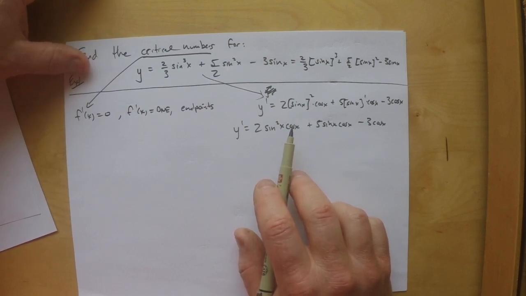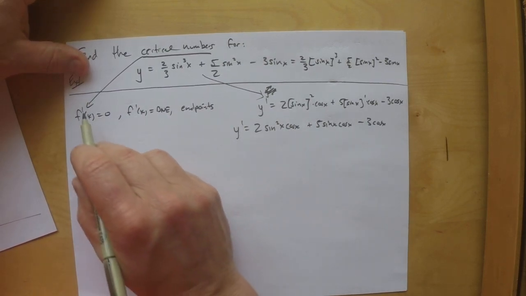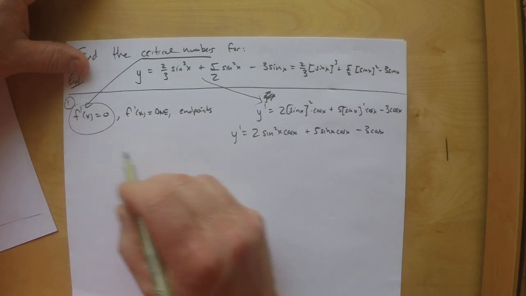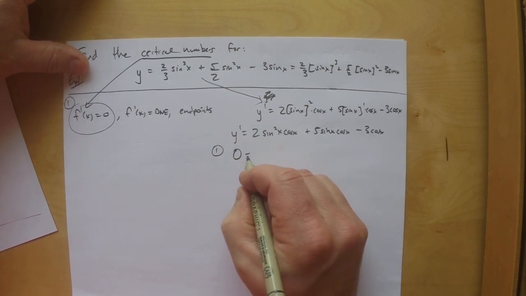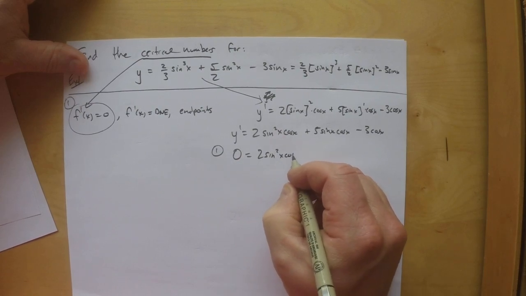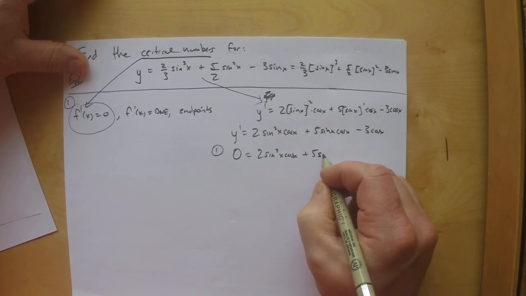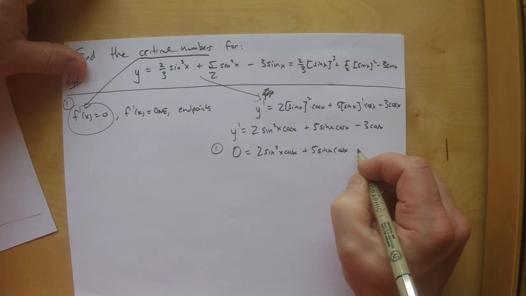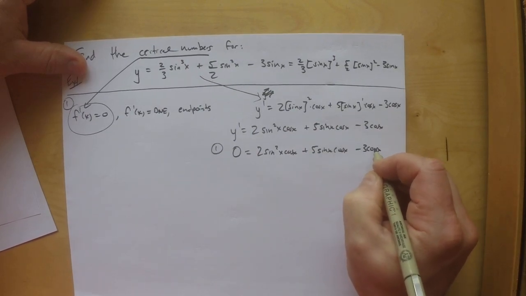All right, so let's do this first. Where does this equal 0? And now how do I solve that? And all of a sudden it becomes a trig equation from pre-calc 12.